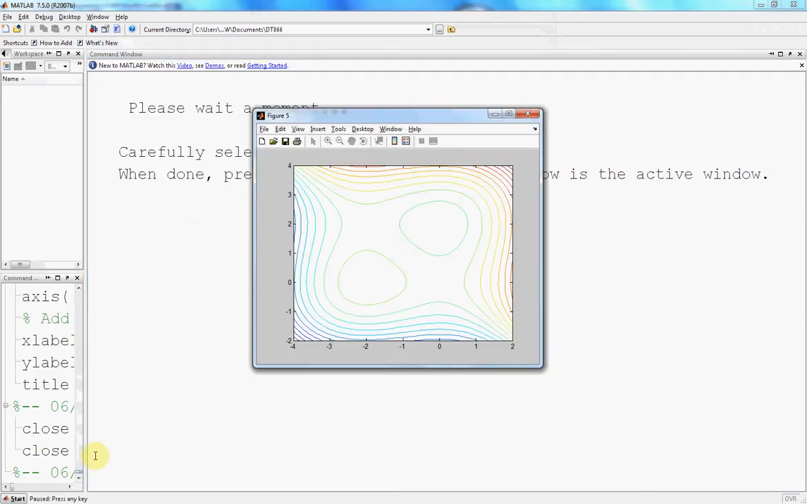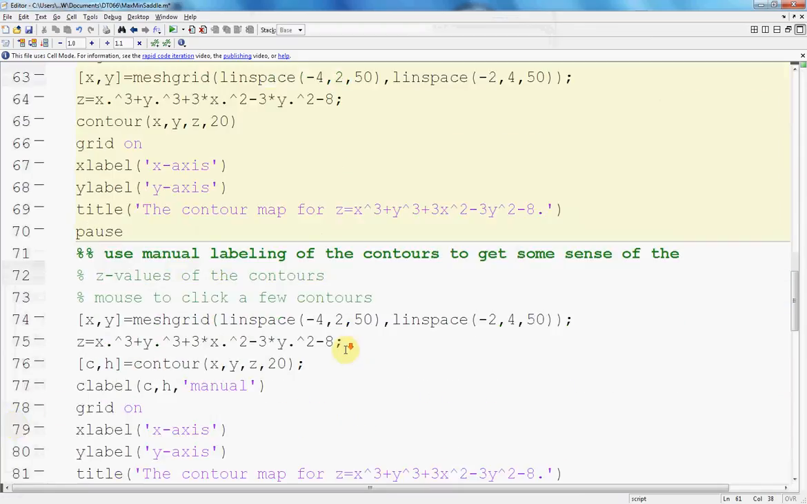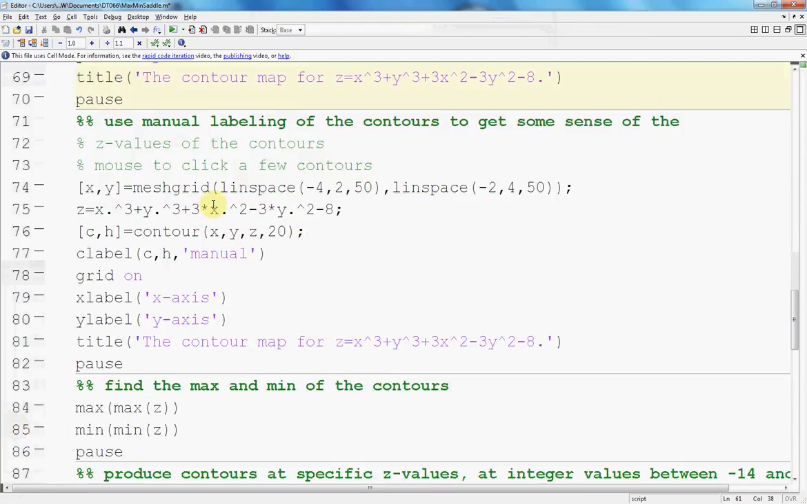Now, so we've gone on to the next bit. So we're going to manually label the contours. So we've done our meshgrid at 50 spaces there for the linspace. My z is x cubed plus y cubed minus 3x squared minus 3y squared minus 8, and I'm going to label them manually. So using clabel here.